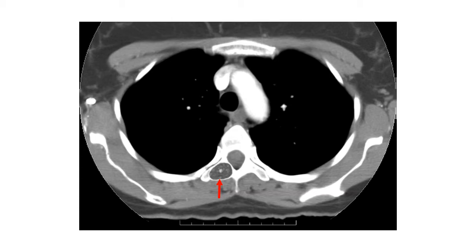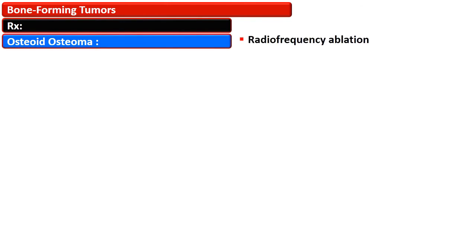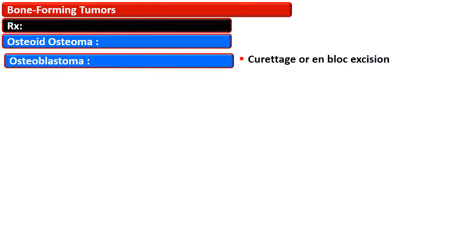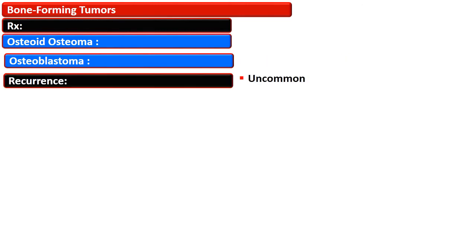Mostly it involves the dorsal elements of the vertebrae in adolescents and young adults. A fourth of these lesions may have destructive growth resembling malignant bone tumors. The osteoid osteoma is treated by radiofrequency ablation, while the osteoblastoma is treated by curettage or en bloc excision. Recurrence is uncommon for both lesions.